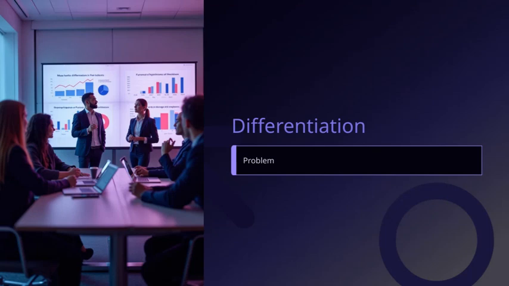Let's talk about the problem we're addressing. It's important to understand the core issue that our solution aims to solve. This helps us see why this work is so critical and how it impacts our industry or community.